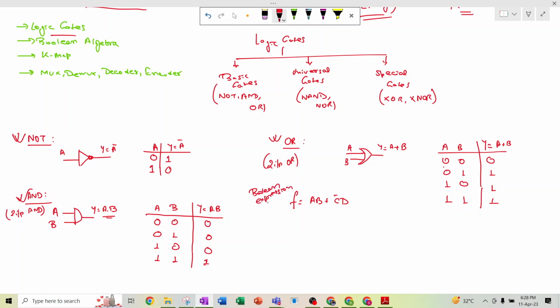Okay, this is a basic Boolean expression. F equal to AB plus C bar D. Suppose we have to implement this Boolean expression, then we have to use some kind of gates, right? So what can be here?